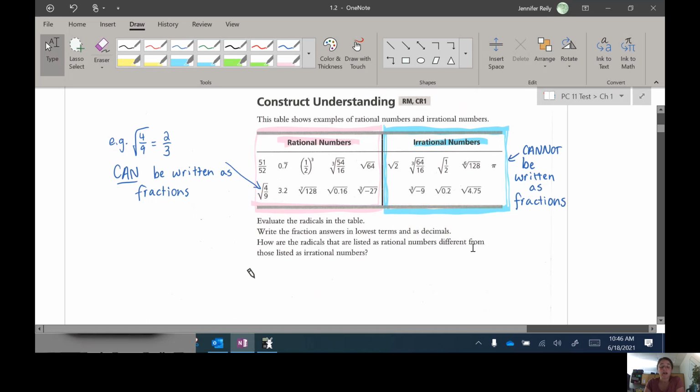If you're looking at a decimal, there's an easy way to tell if it can be written as a fraction or not.